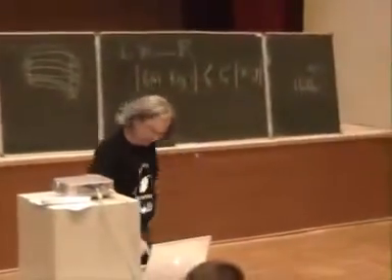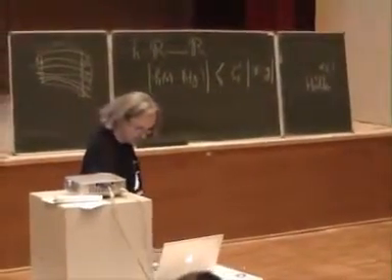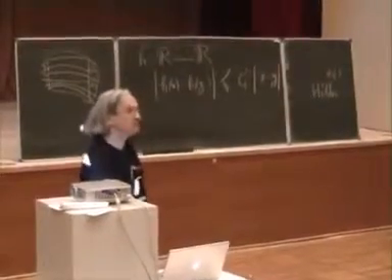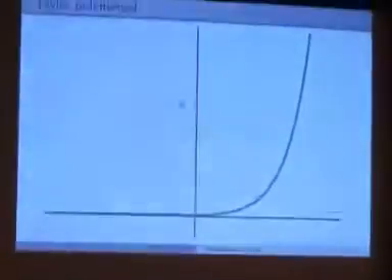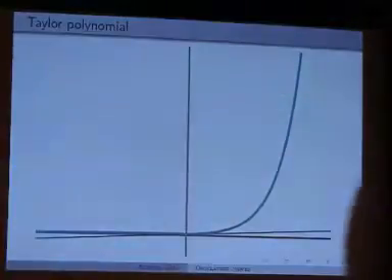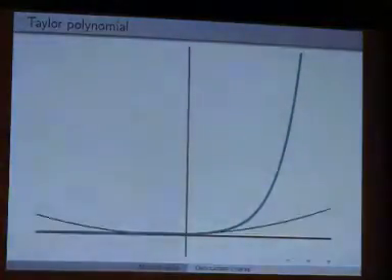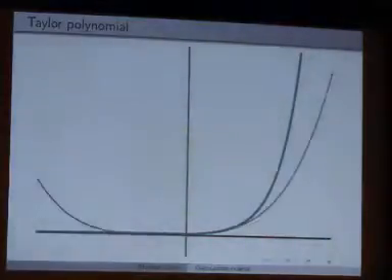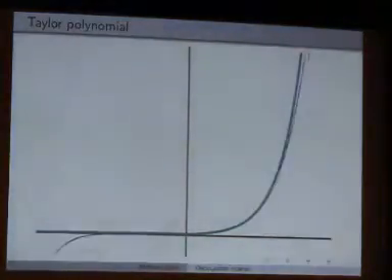Okay? So just to show you some pictures, this is the exponential function, and then I show you the Taylor polynomials of degree 2, 3, 4, 5, etc. And they approximate, as you know, better and better the curve.